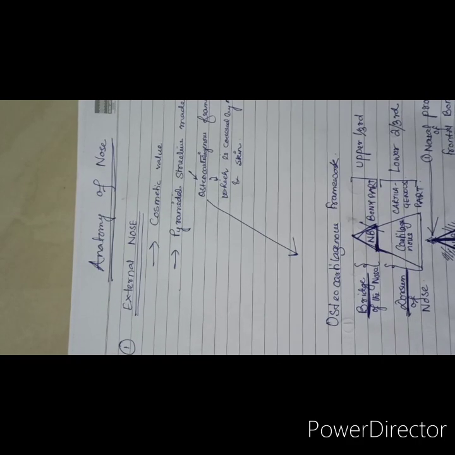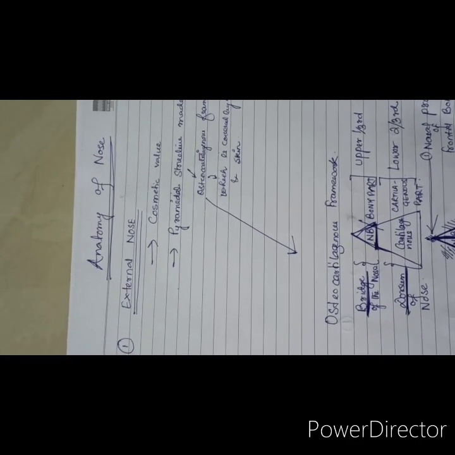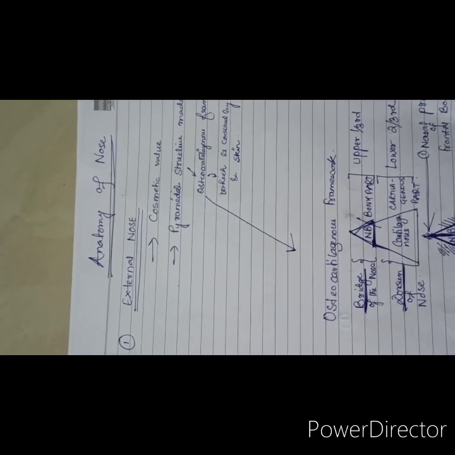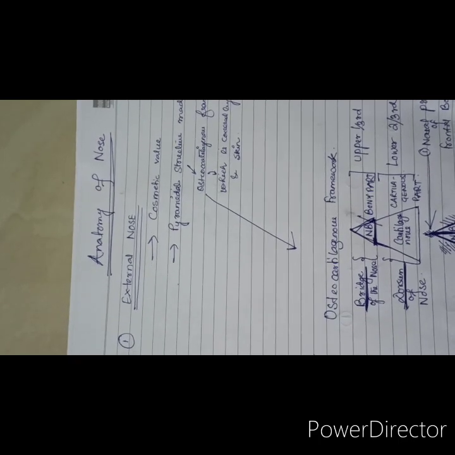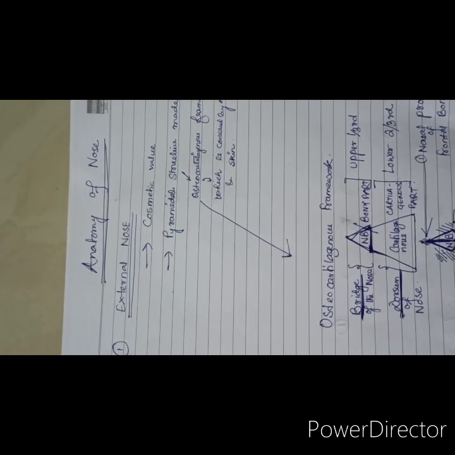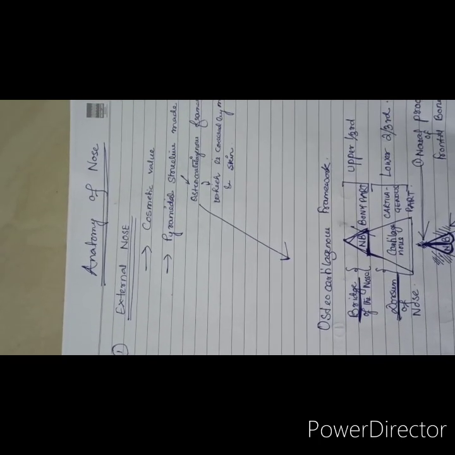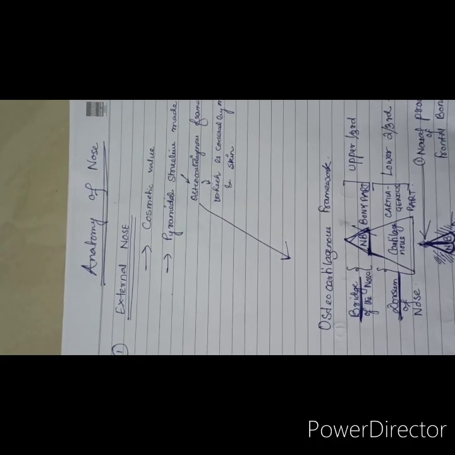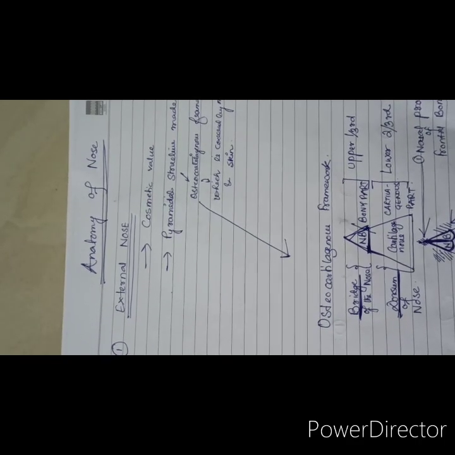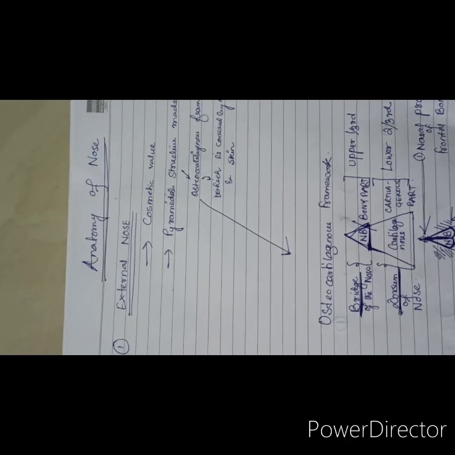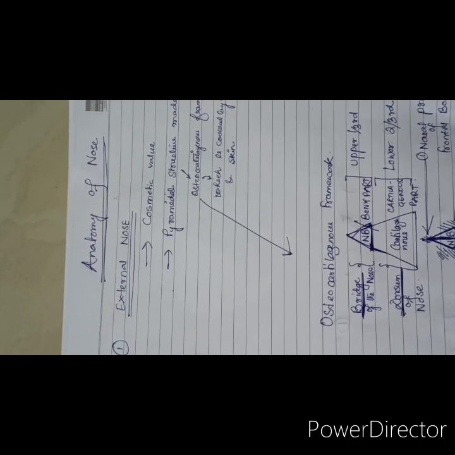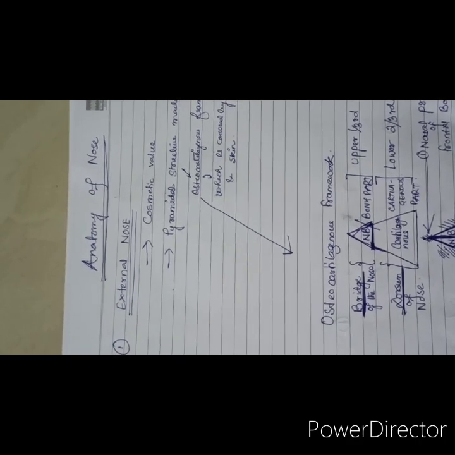So as you can see in the figure, the osteocartilaginous framework means osteo means bone and cartilaginous means cartilage. So this framework consists of bony structure and cartilaginous part. As you can see in the figure, the upper 1/3 of the pyramidal structure is the bony part which comprises of the nasal bones. This upper 1/3 is also known as the bridge of the nose. The lower 2/3 which is cartilaginous is also known as the dorsum of the nose.